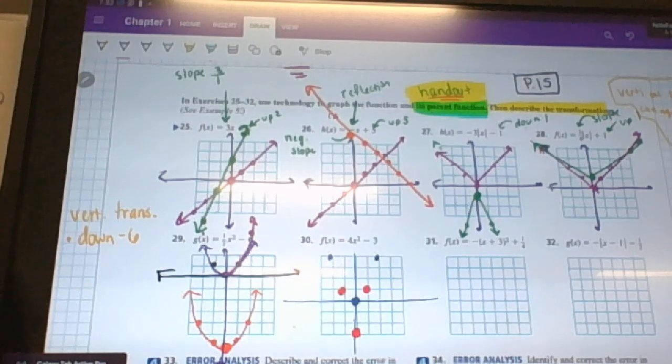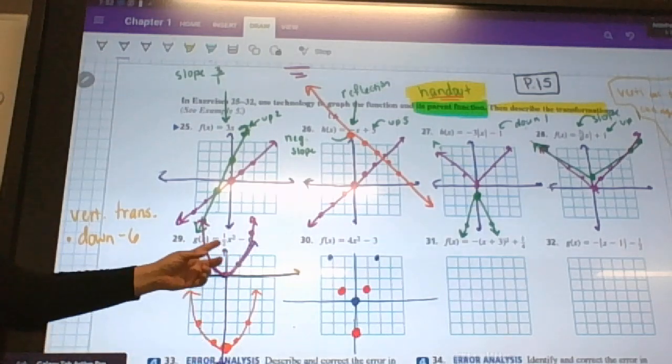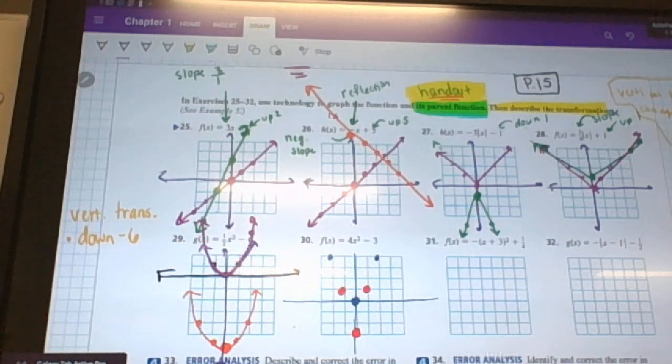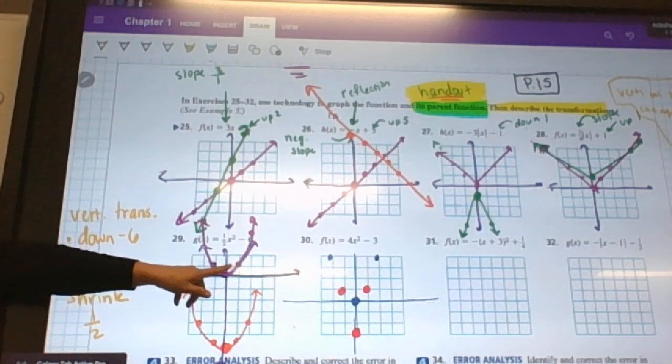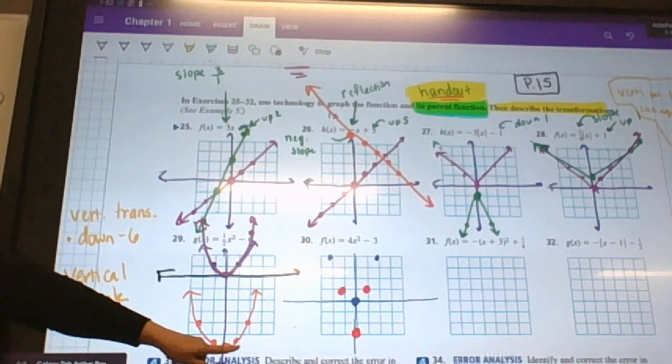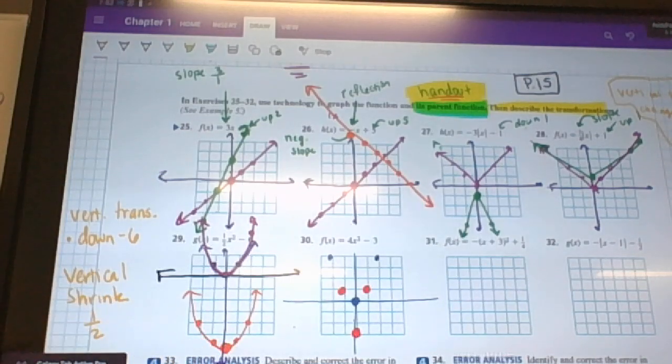It's a curvy U shape, right? I got to take that down 6, but how do I account for this vertical shrink of 1/2? So instead of going over 1, up 1 like the parent will, down here we're going to go over 1, up 1/2. Instead of over 1, up 1, over 1, up 1/2.